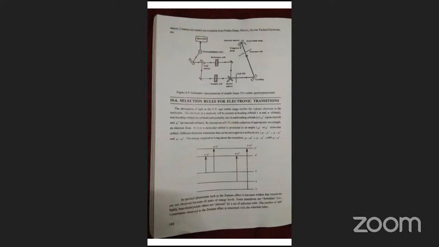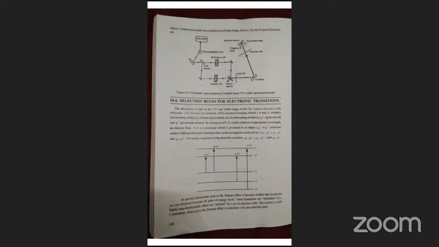Sigma and pi are called bonding orbitals, and the non-bonding orbital is denoted by n, and there are also anti-bonding orbitals, that is sigma star as well as pi star. By absorption of UV visible radiation of appropriate wavelength, an electron from a sigma, pi or n molecular orbital is promoted to an empty sigma star or pi star molecular orbital.